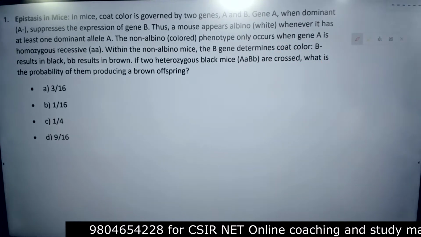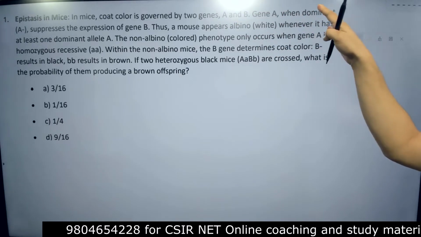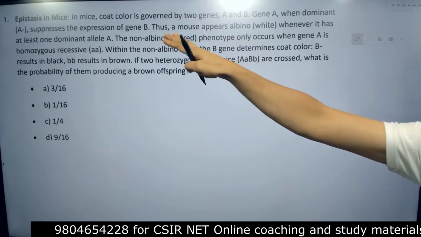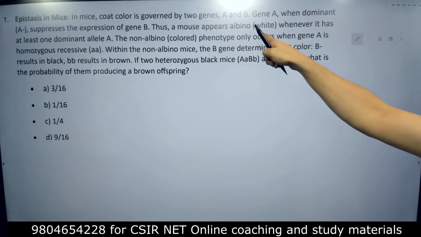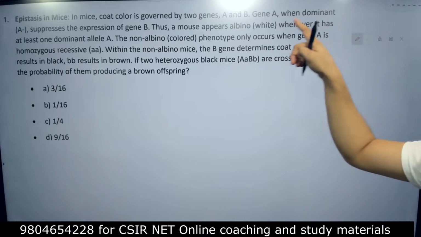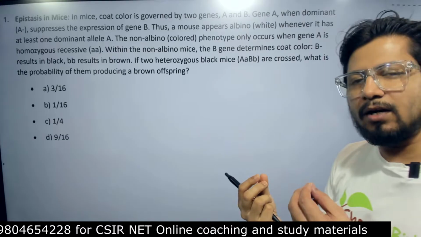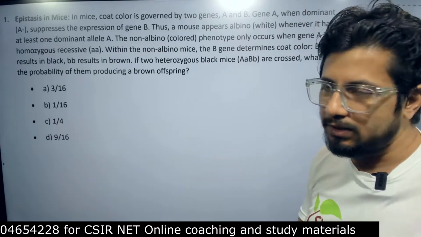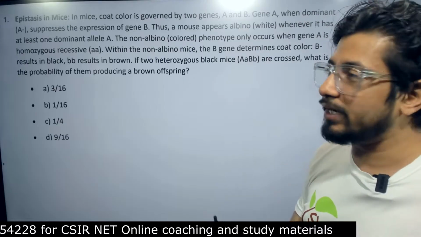In mice, coat color is governed by two genes, A and B. Gene A, when dominant, dominates and suppresses the expression of gene B. Thus, a mouse appears albino whenever it has at least one dominant allele A. So actually the color of the mouse is governed by the B gene, but whether the color will be added or not is regulated by the A gene.